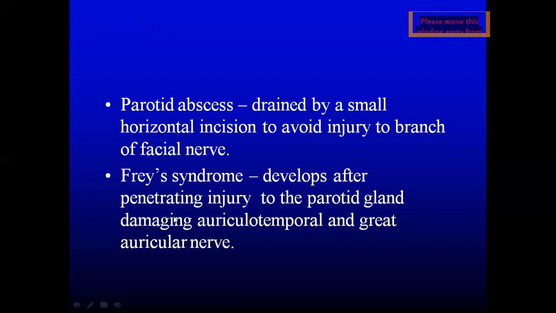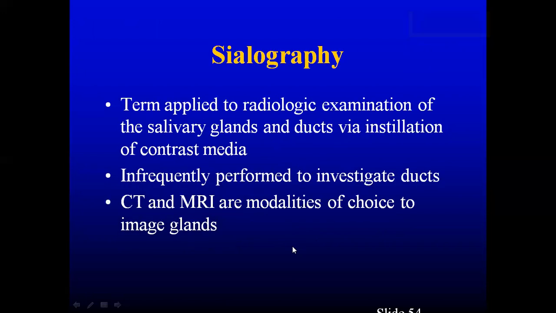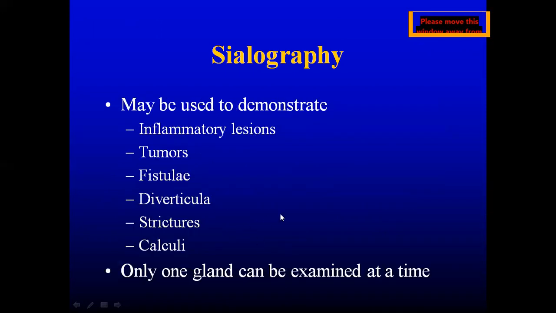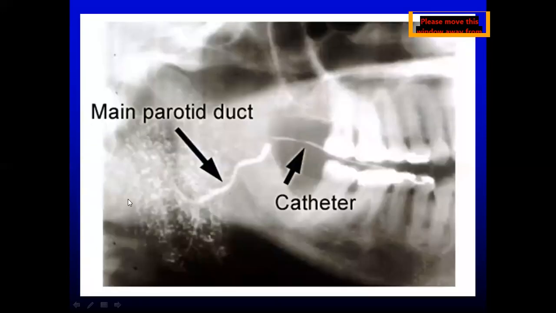Frey syndrome develops after penetrating injury to the parotid gland, damaging the auriculotemporal and great auricular nerve. Salivography is the radiological examination of salivary glands and ducts via instillation of contrast media. We can go with other techniques like CT and MRI also. With salivography we can check for inflammation, tumors, fistulae, strictures or stones.